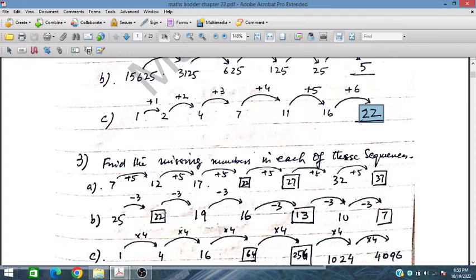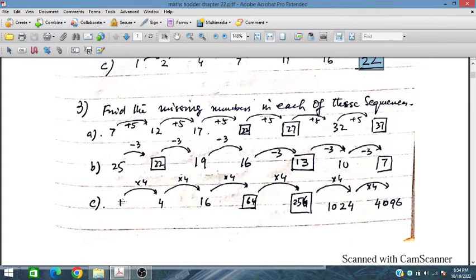So this is 22. Similarly with this one, we multiply to get 4, and then 4 multiplied again. So actually we are increasing 4 power 0, 4 power 1, 4 power 2, 4 power 3, 4 power 4, 4 power 5, 4 power 6. This is the way that the number patterns are increasing.